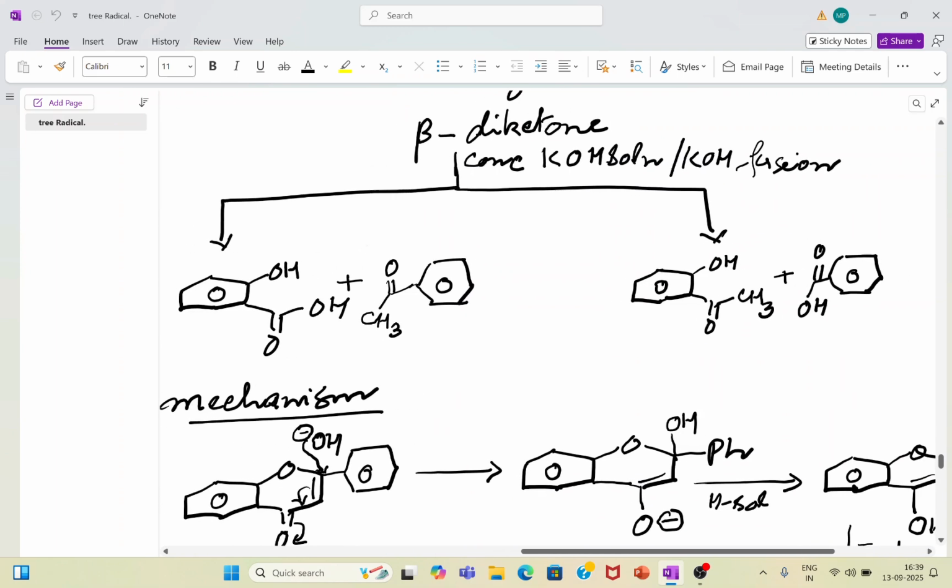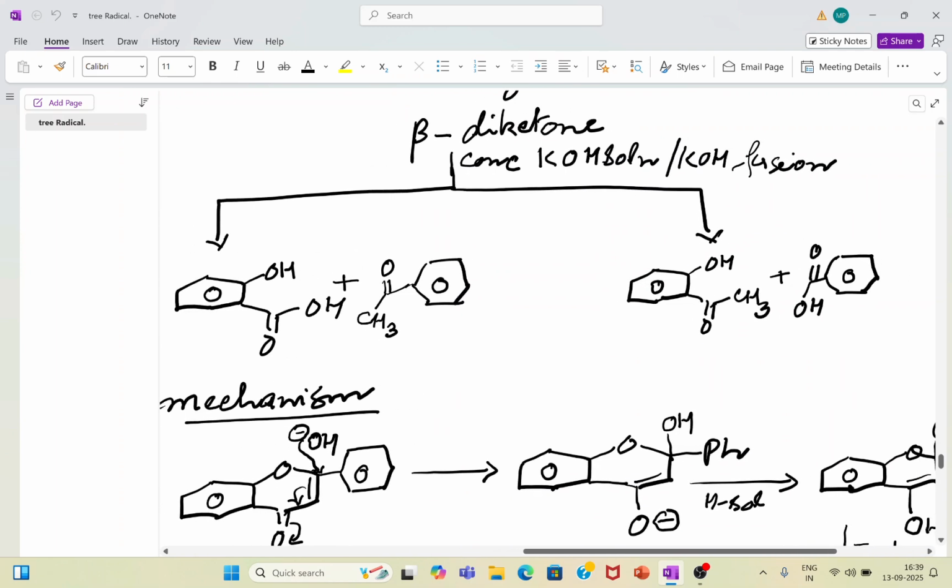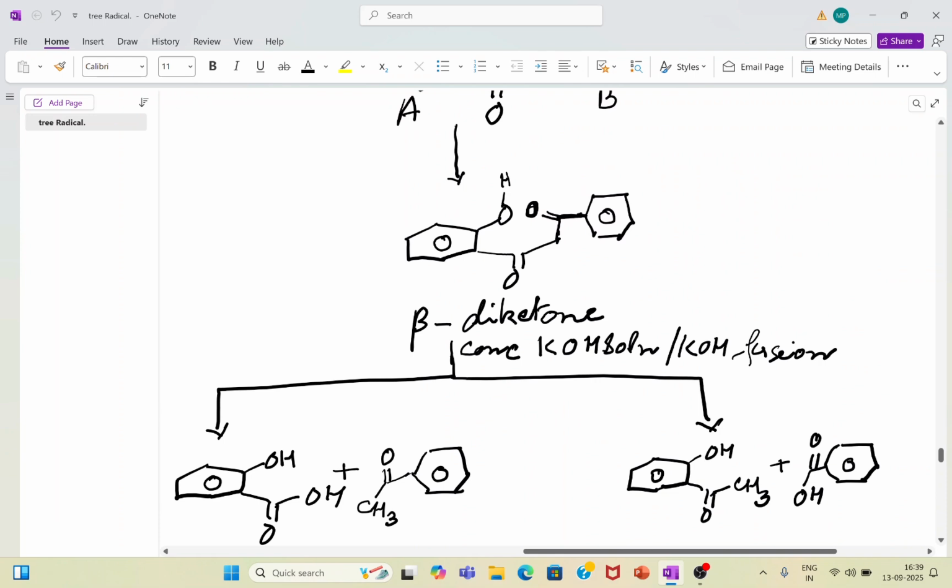Now, there are two methods. Now, you see, this is your beta diketone. This is one carbonyl group. This is the second carbonyl group, and they are beta to each other. Therefore, both the carbonyl groups are prone to degradation, and when you treat with the KOH, it will attack on this as well as on this, and therefore result in different types of compounds.